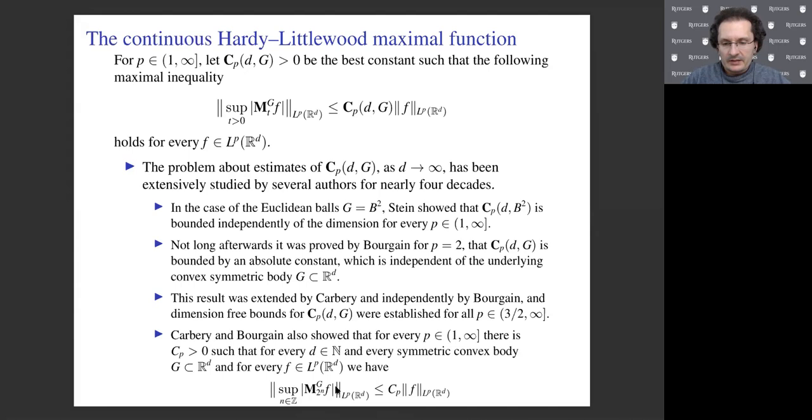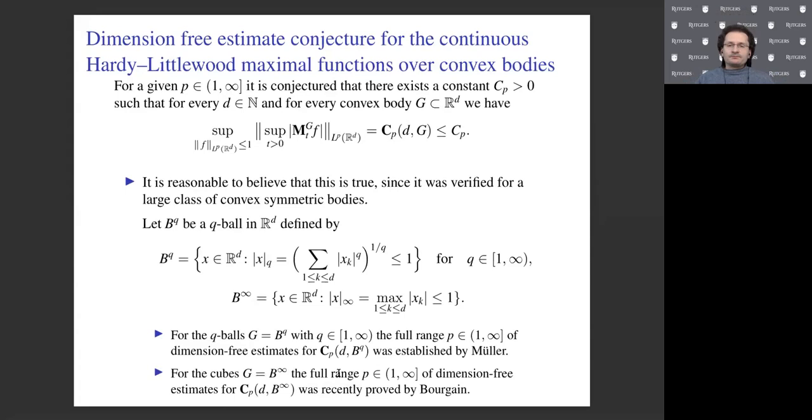And now, it's conjectured that there is a constant independent of the dimension, such that for all convex symmetric bodies, the best constant in the Hardy-Littlewood maximal inequality can be bounded independent of the dimension. It's reasonable to believe that this is true because it was verified for a large class of convex symmetric bodies. And now let's consider the q-balls in R^d.